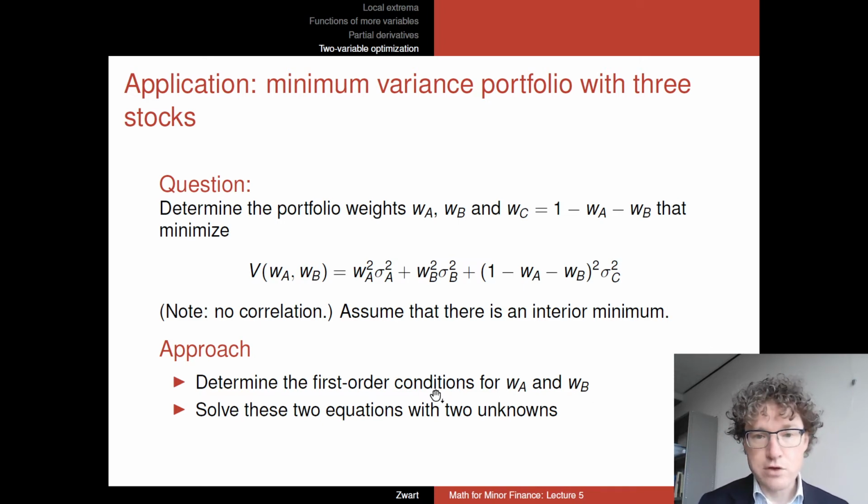So these will be two first order conditions. The partial derivative with respect to WA should be 0. The partial derivative with respect to WB should be 0. Those are two conditions on WA and WB. So we have two equations with those two unknowns, WA and WB, and we should be able to solve those two equations in terms of two unknowns. We already did that in the first lecture, essentially. So that's what we will do, and we'll do that on paper. So let me go to the paper.